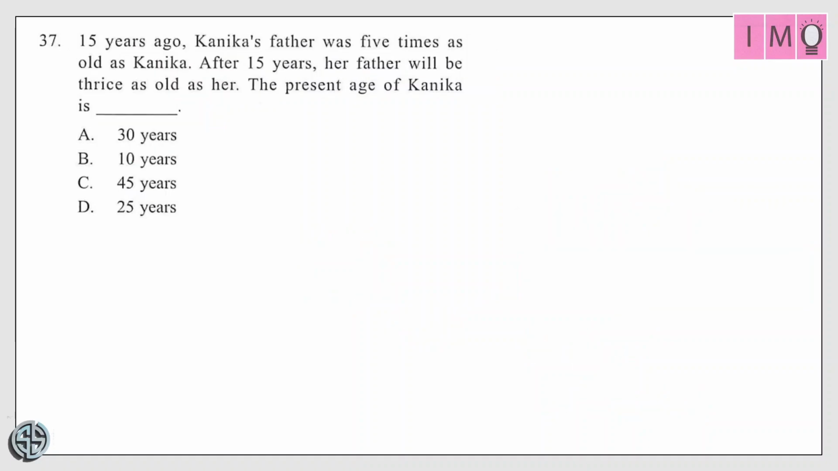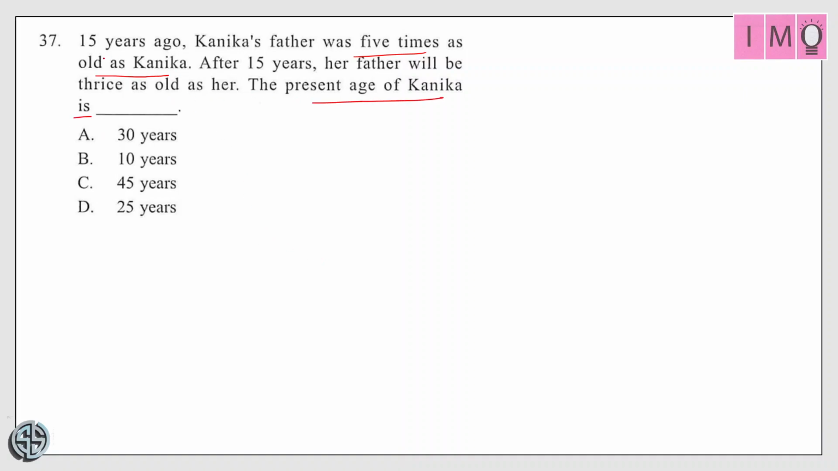Let's move to the next question here. The question is, 15 years ago, Kanika's father was 5 times as old as Kanika. After 15 years, her father will be thrice as old as her. You have to find the present age of Kanika.